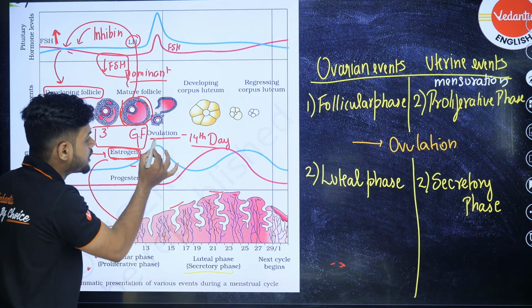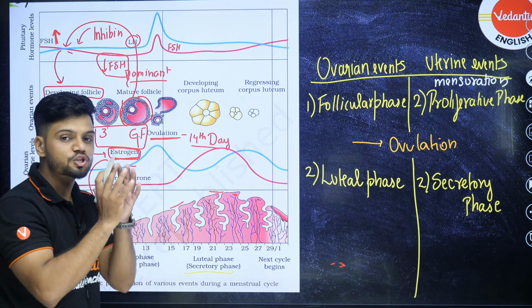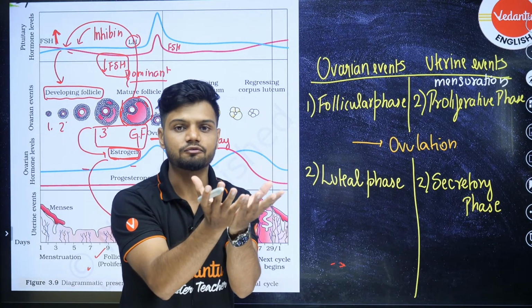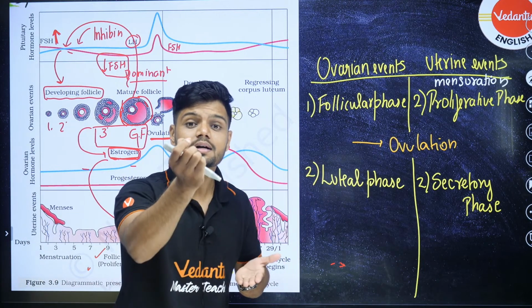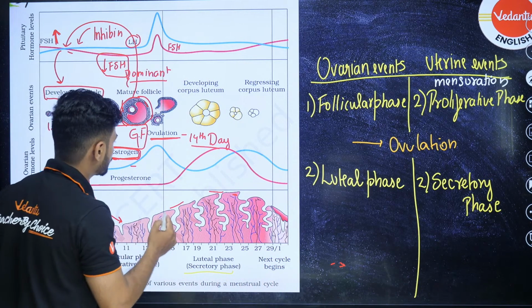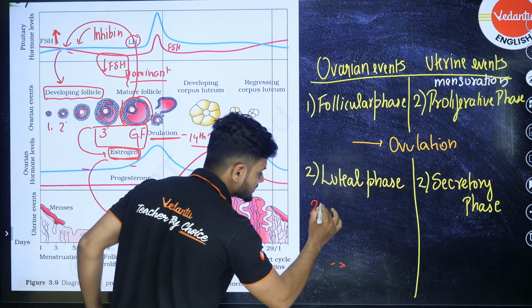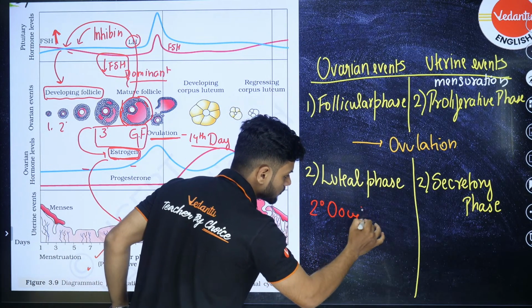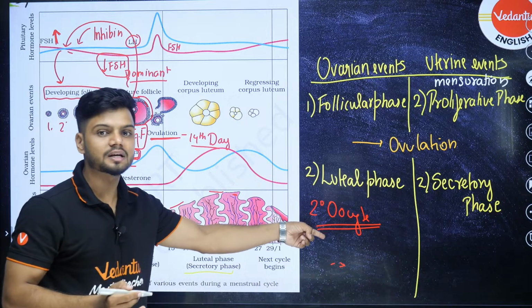What is ovulation, students? Ovulation is nothing but rupturing of the Graafian follicle and the release of secondary oocyte. Technical term: release of secondary oocyte. Now, why am I calling it secondary oocyte and not the oocyte?